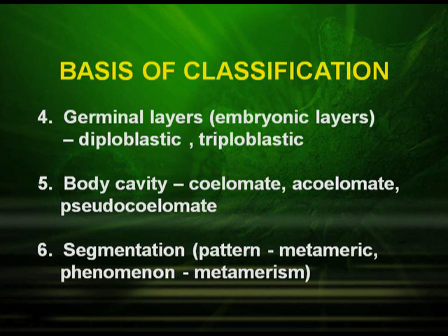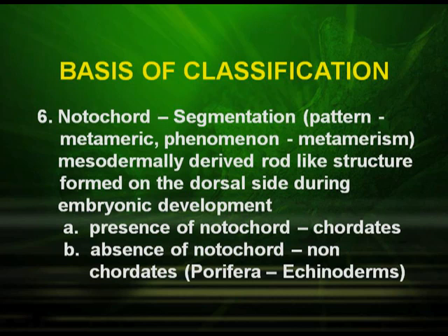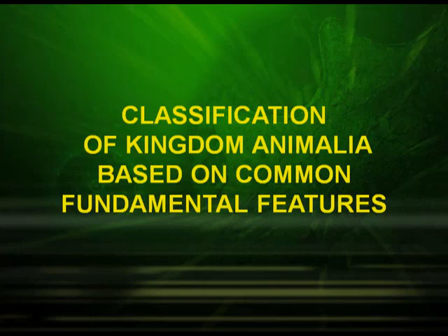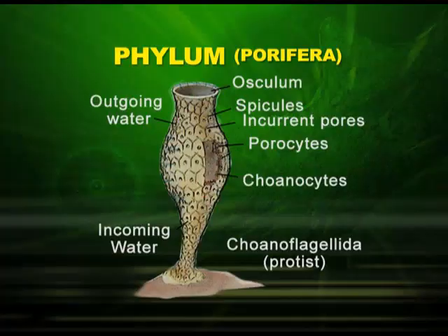The presence of notochord is another important criteria. The notochord is a mesodermally derived rod-like structure formed on the dorsal side during embryonic development. Organisms which possess a notochord are referred to as chordates, and organisms which do not have a notochord are referred to as non-chordates. Now, let us have a quick look at the classification of kingdom Animalia based on common fundamental features. We'll now start with the non-chordates, phylum Porifera.